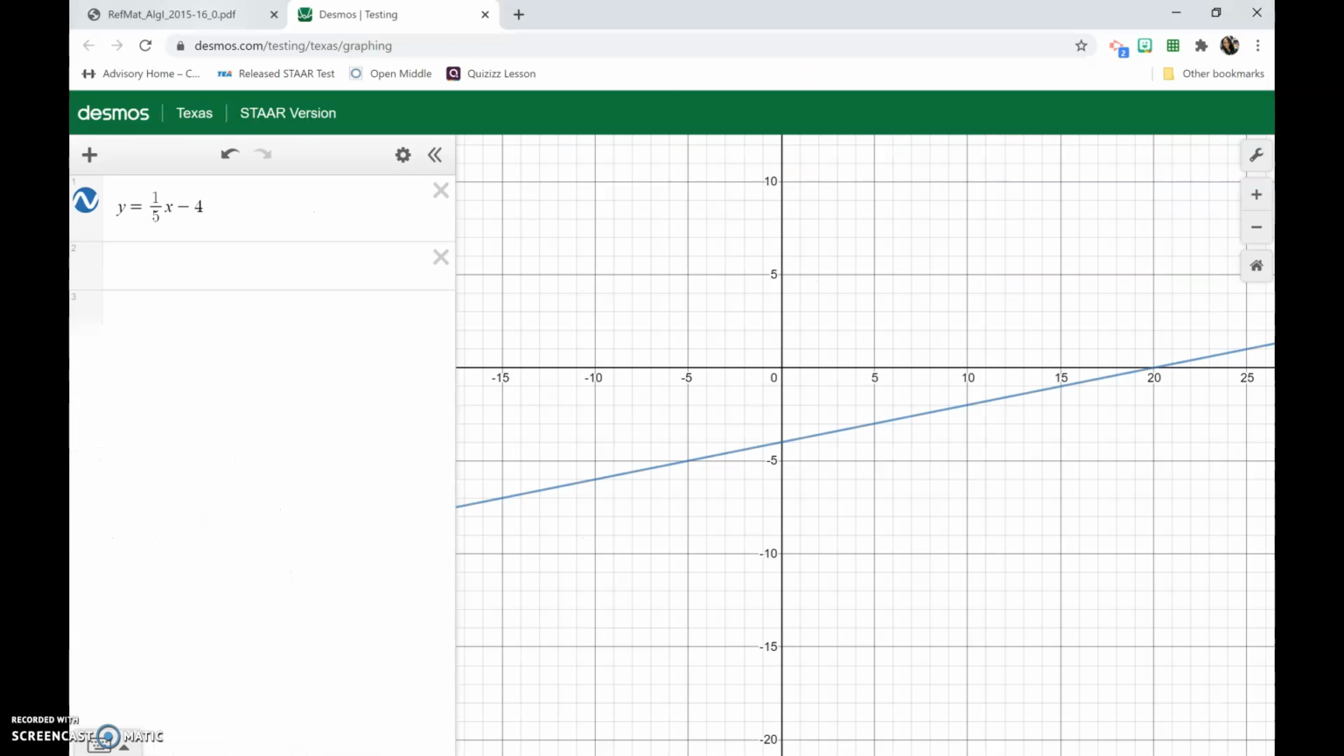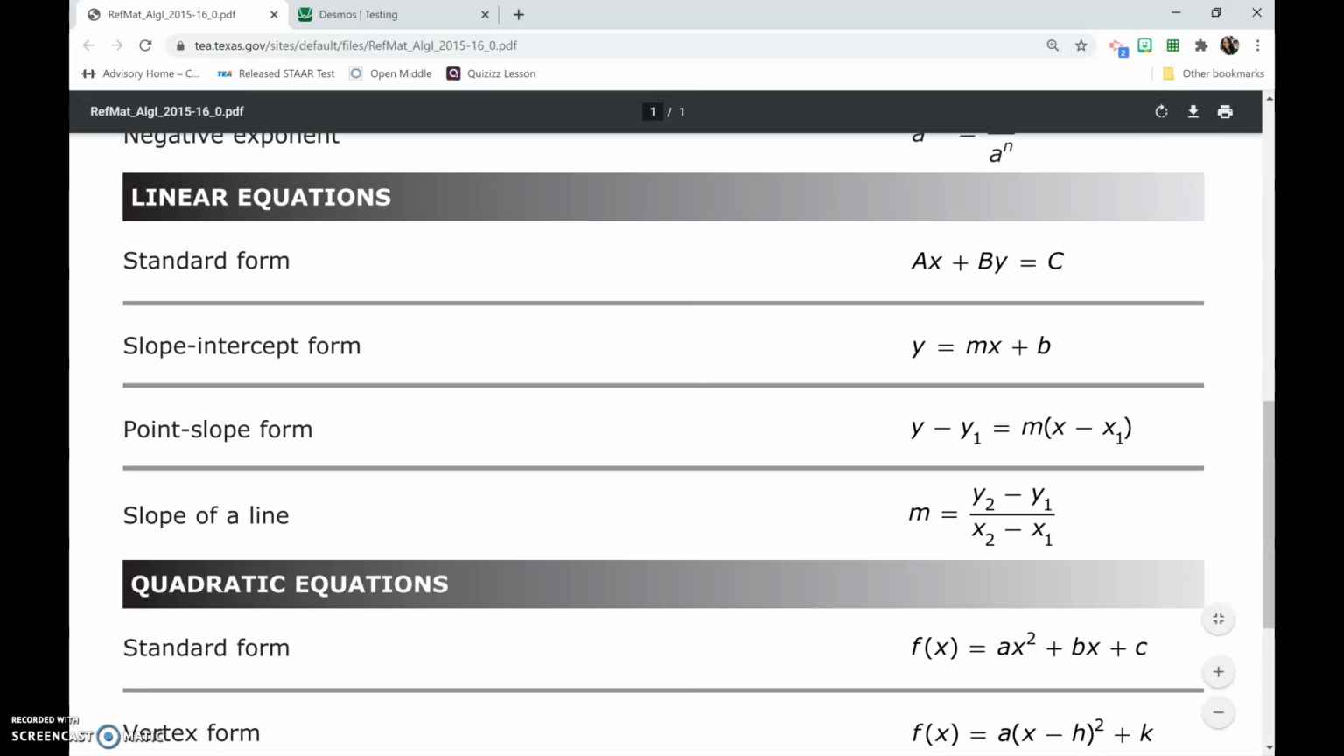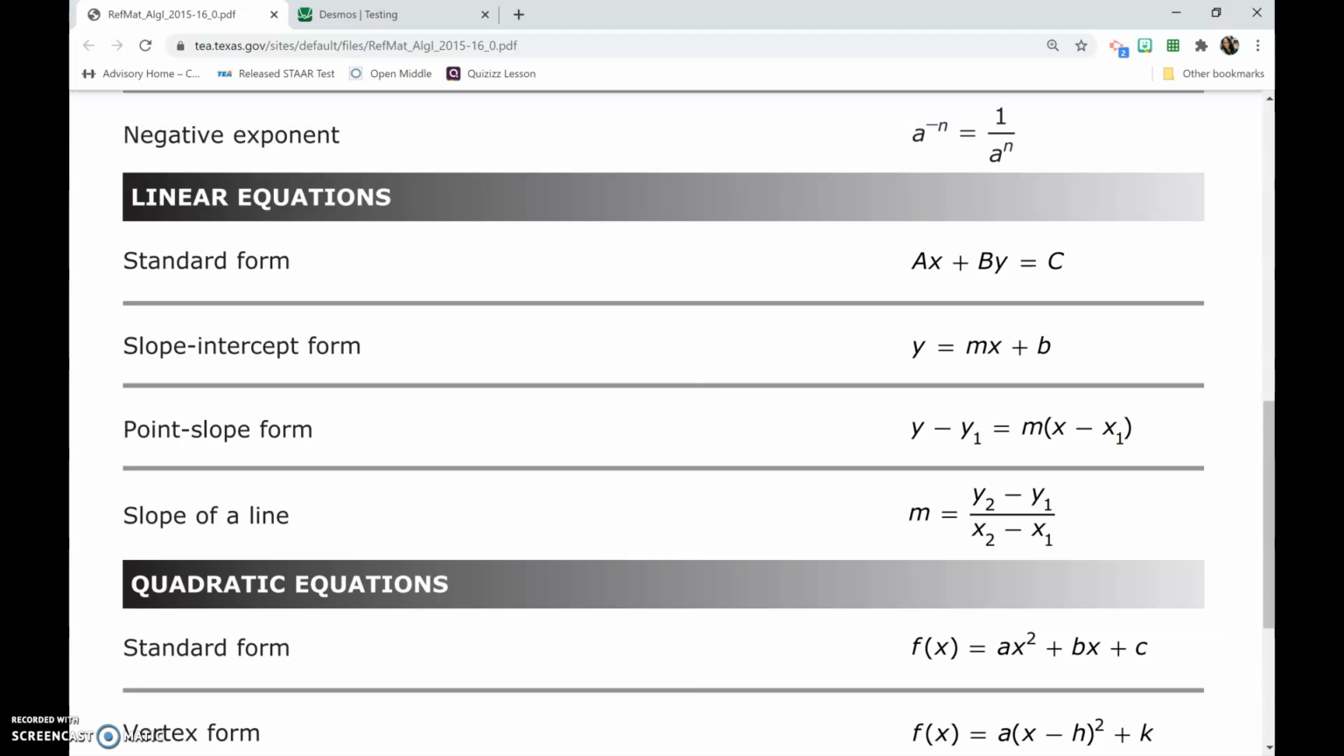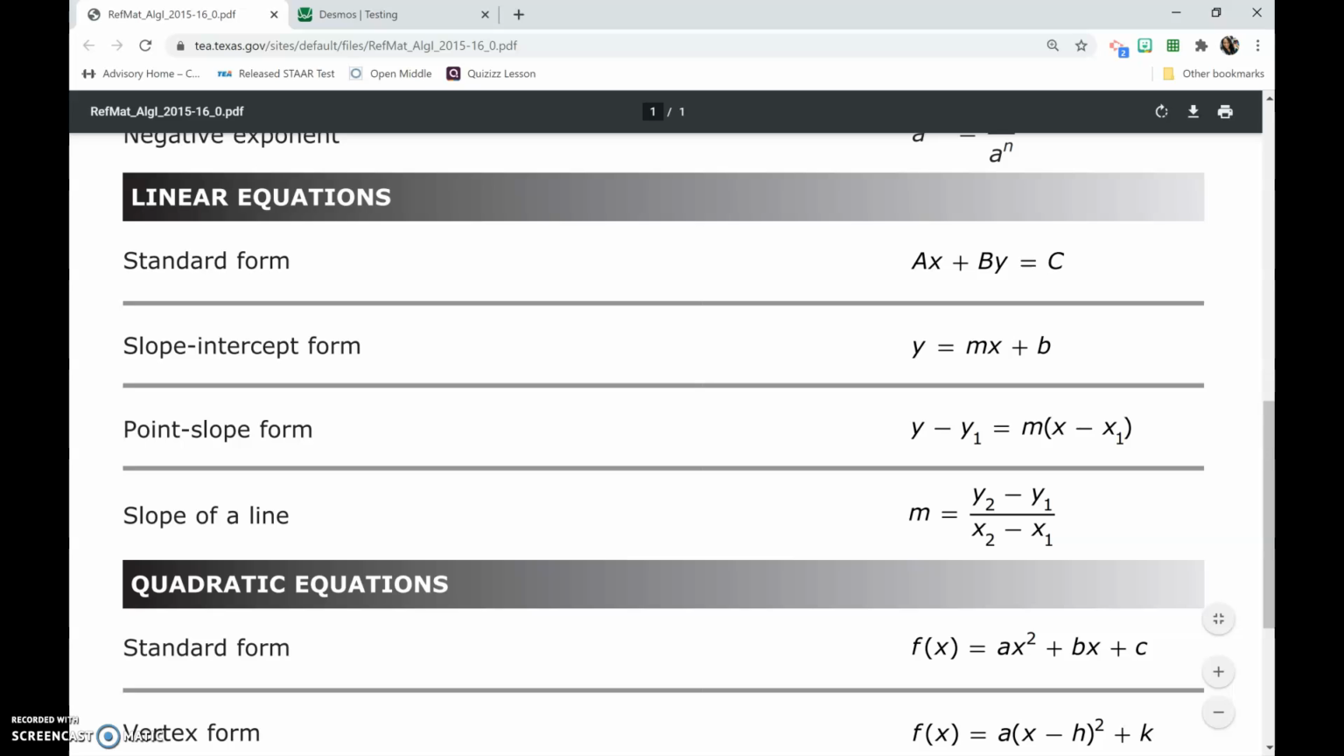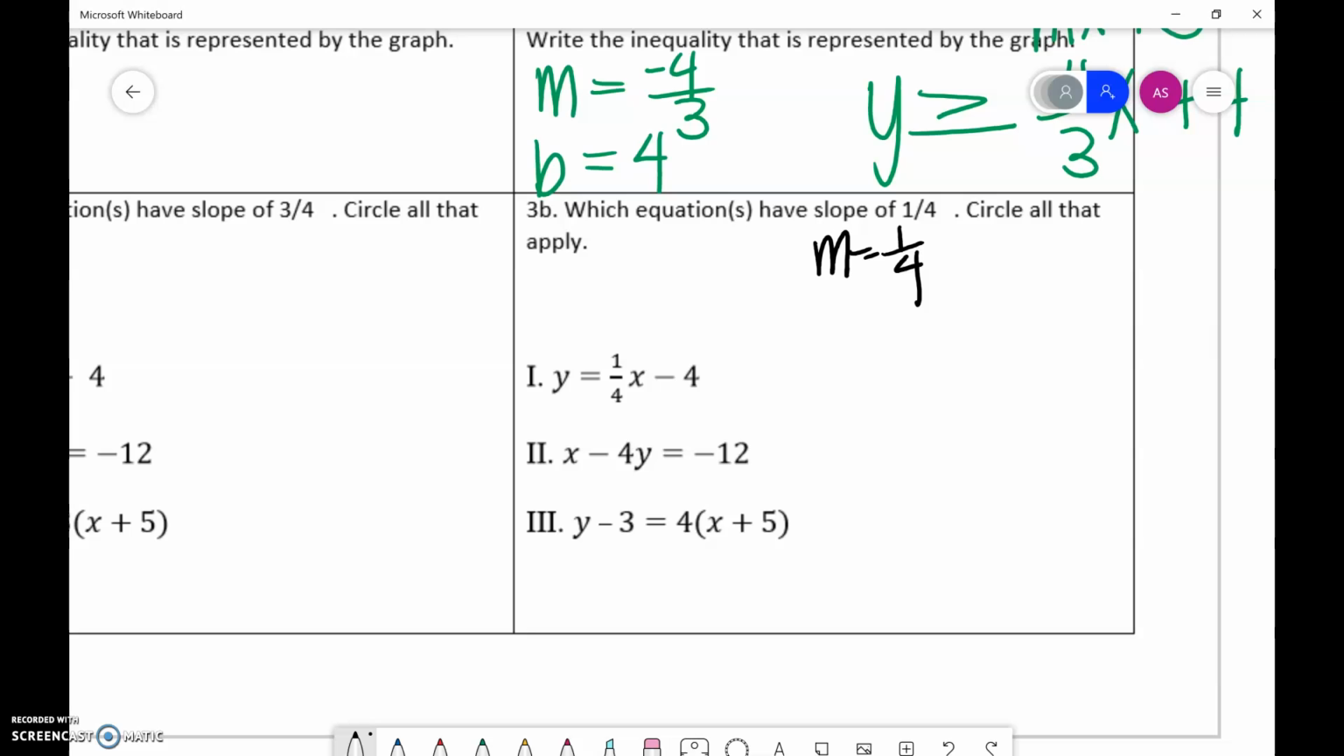equations, we know that they're all in different forms. If you look at your formula sheet, you should notice that all of these forms are on here. You've got standard form, slope-intercept form, point-slope form. So I know this first one is in slope-intercept form. So it may be a good idea to write those on the side so that can help you out with the problem. This second one is in standard form.